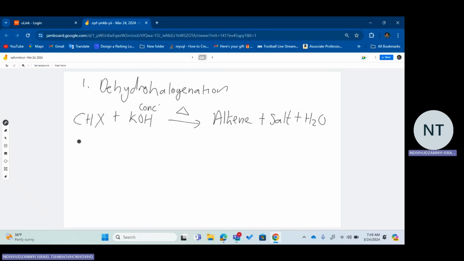So let me write down the conditions for this one. Number one, it must be under a heat reflux. Number two, there has to be a strong concentrated base, and that base must be dissolved in pure ethanol.